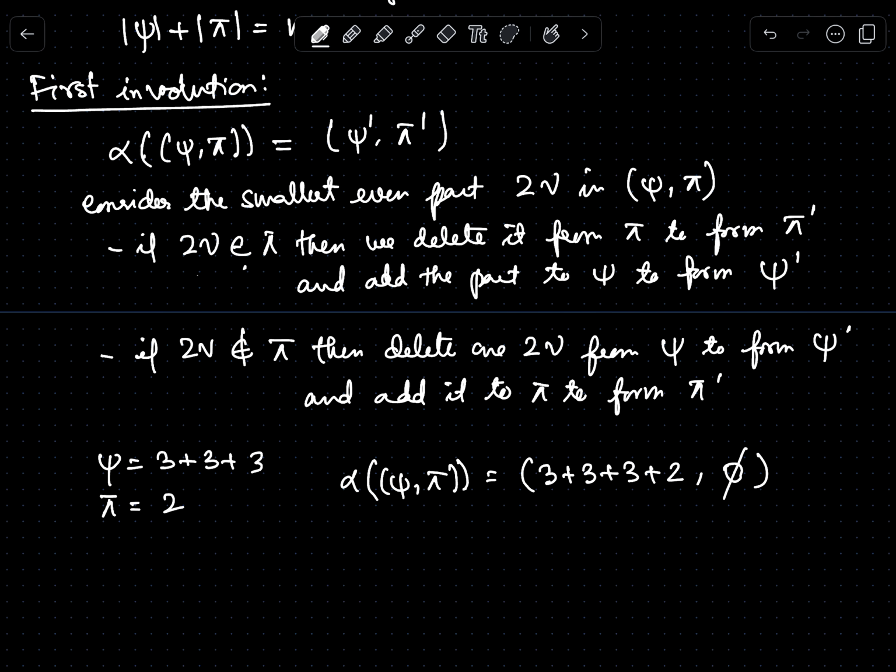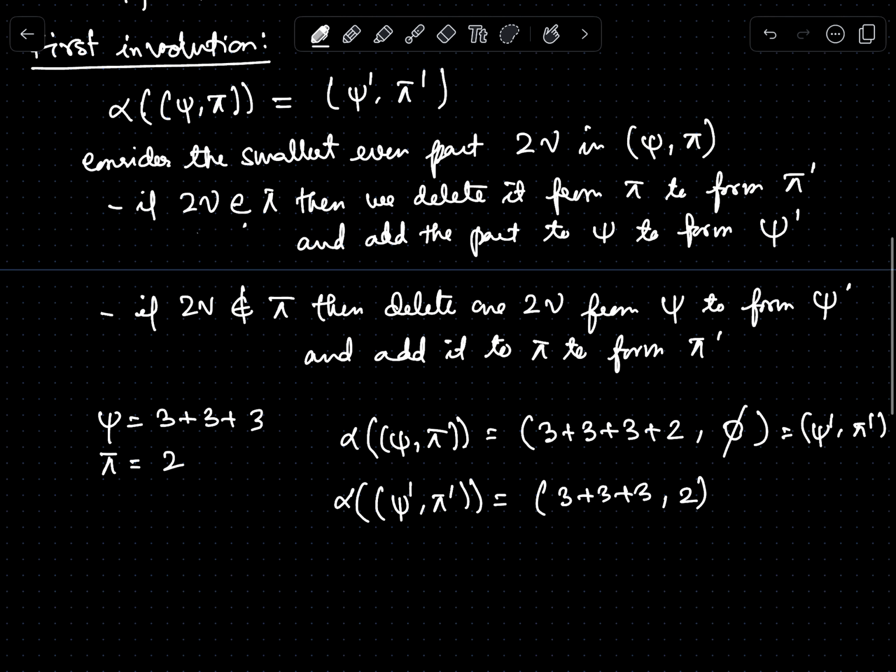And now let's call it psi prime and pi prime. If we apply alpha to psi prime and pi prime, then we see that the smallest even part is in psi prime, so we are going to remove that part and put it in pi prime. So we'll get 3 plus 3 plus 3, comma, 2. So you see that applying the map twice gives us back what we started out with, right? So this means that clearly alpha square is equal to the identity map, and hence alpha is an involution.